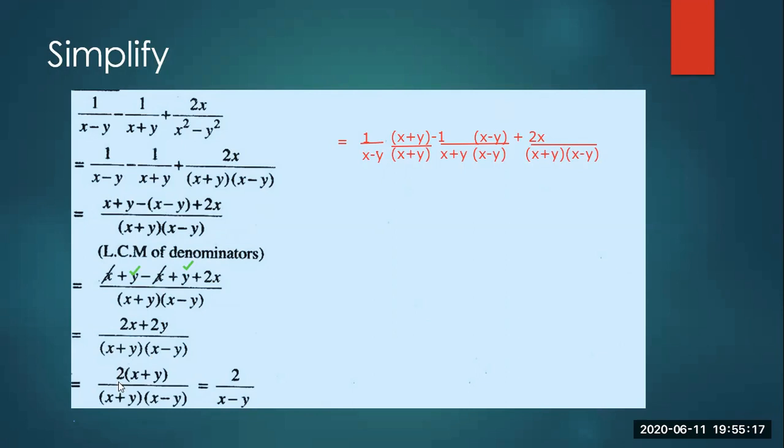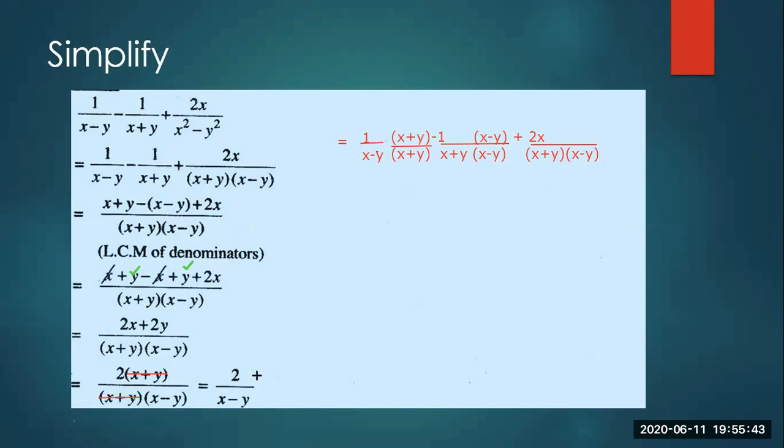Taking 2 as common from the numerator, it will become 2 into x plus y divided by x plus y into x minus y. Now this x plus y will be cancelled with this x plus y. We are left with 2 over x minus y.